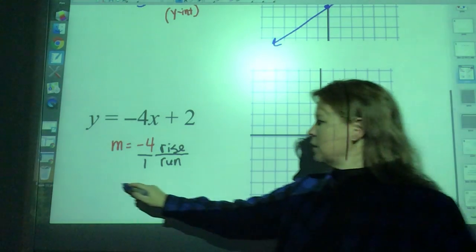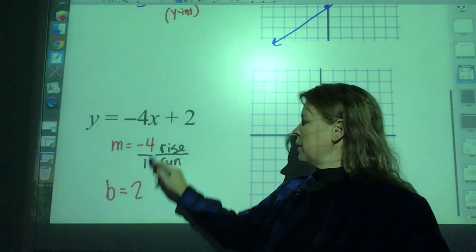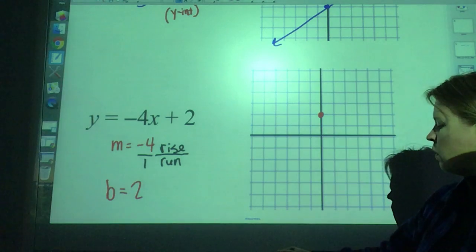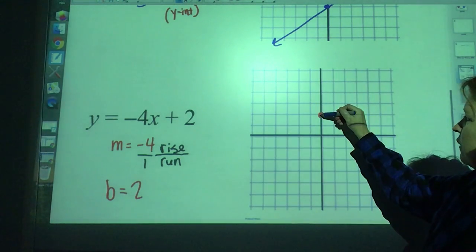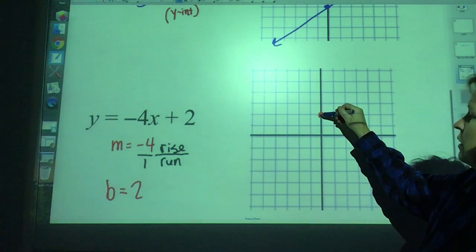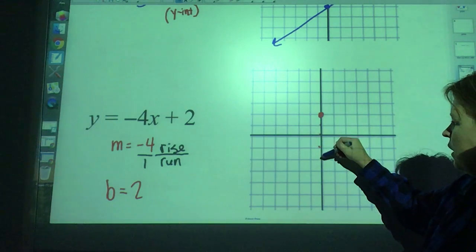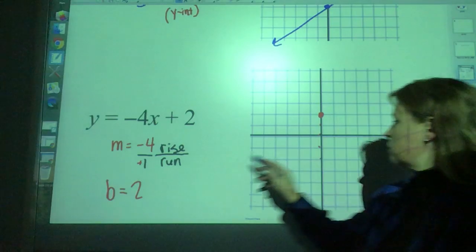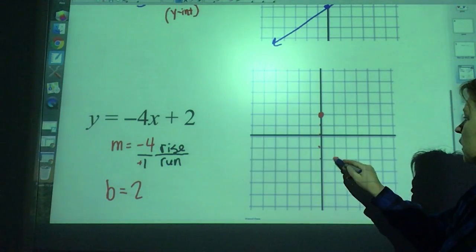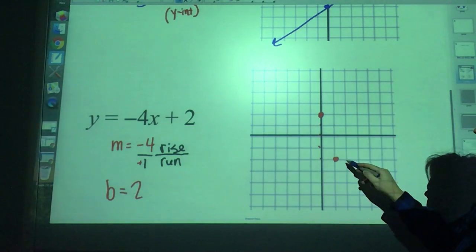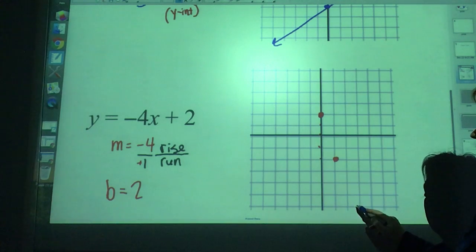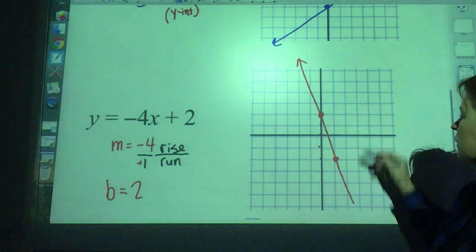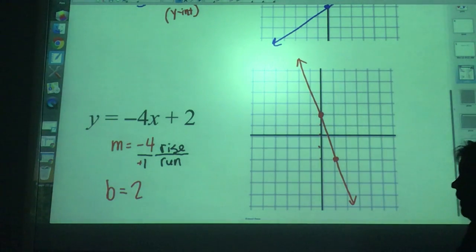So our base was at 2. Our slope is -4 over 1, which means we're going to rise -4, which basically means fall. 1, 2, 3, 4. But the run is a +1. So make sure you go in the correct direction. Down 4 to the right 1 space. Draw a line through it. Down 4, right 1.